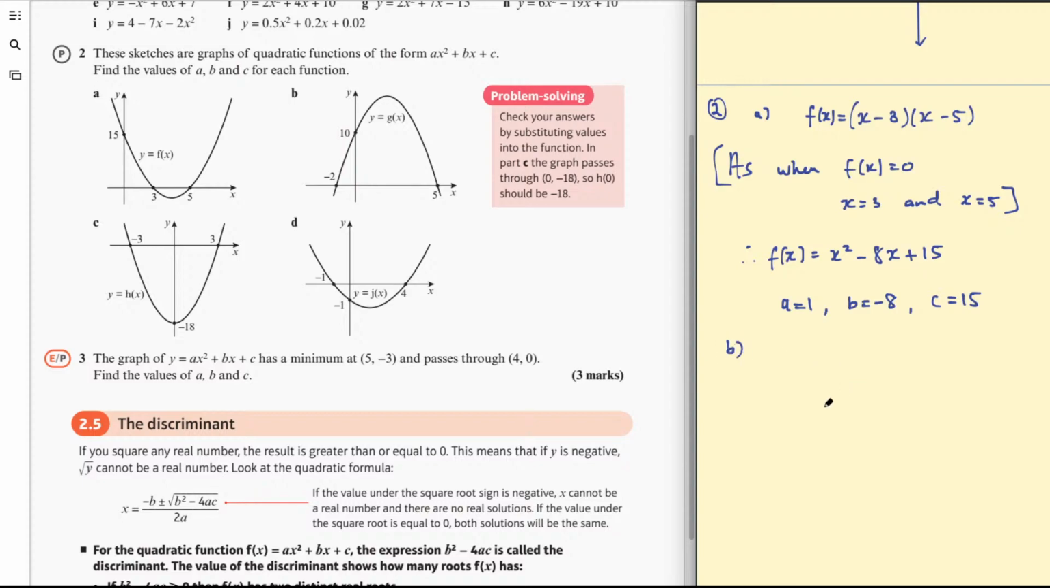For b, again we can use the same logic to say f of x is the product of the factors or the roots. So if we have a root at -2, that means x plus 2 must be a factor. That would give you a solution of x equals -2 when f of x equals 0. And then x take 5 because positive 5 is a root.